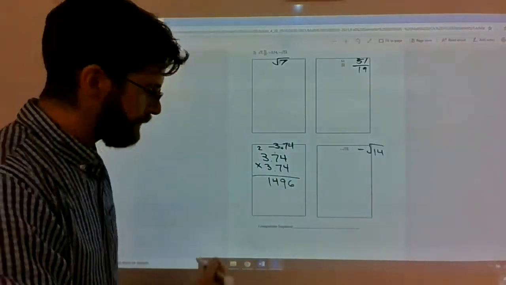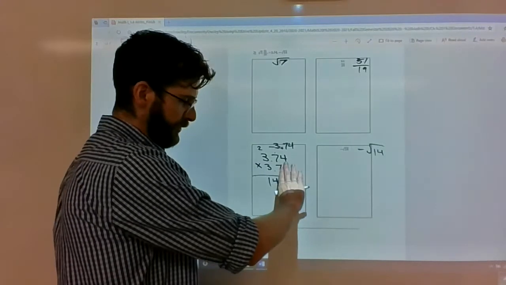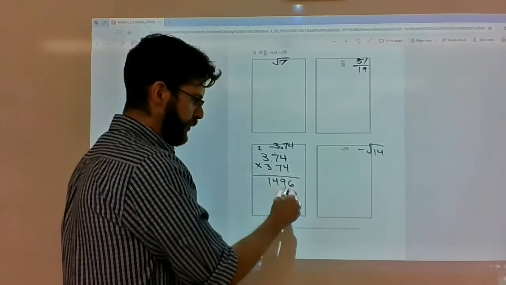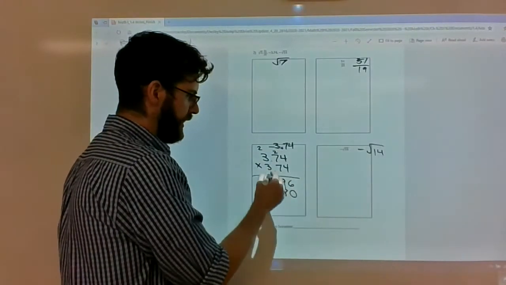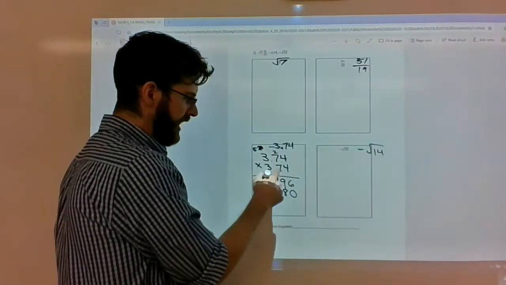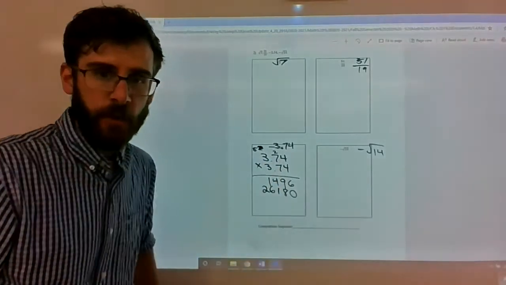There's your first row. Second row, make sure we started off with an extra digit of accuracy. That 4 is gone with a 0. 7 times 4 is 28. Carry a 2. 49 plus 2 is 51. Carry a 5. 7 times 3 is 21 plus 5 is 26. Check out your second row of calculations.